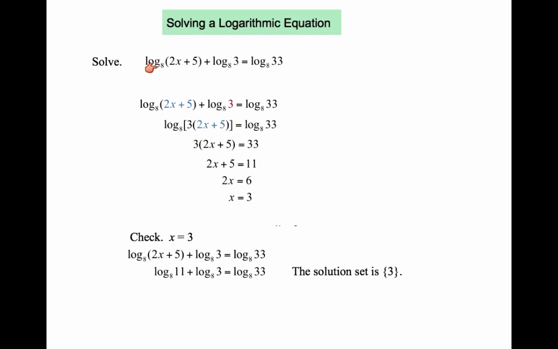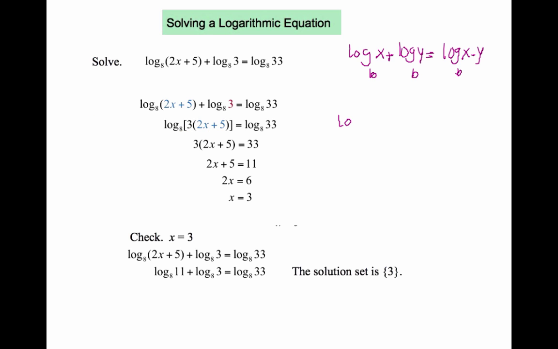Here we're going to solve this equation. The left-hand side, I have log of 2x plus 5 plus log of 3. Looks like I can combine these two using one of the properties that I learned, that log of x plus log of y would be equal to log of x times y. Remember, the base has to be the same for all of them. In this case, as you see, the base is 8, the same. So log of 2x plus 5 plus log of 3 can be combined to log of 3 times 2x plus 5. I can combine these into one logarithm.